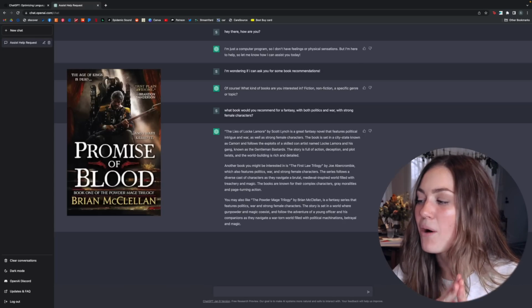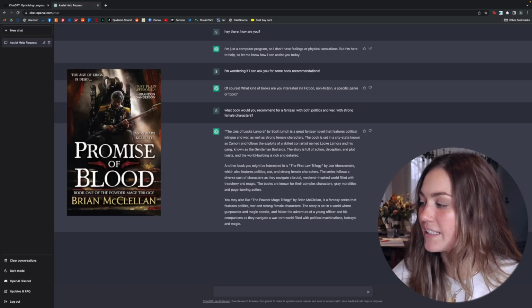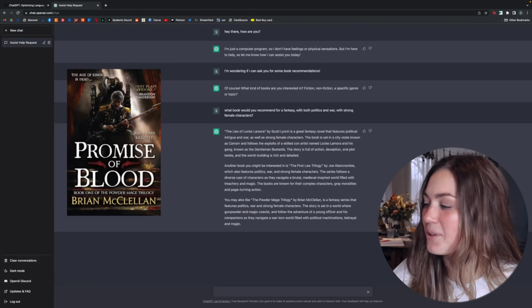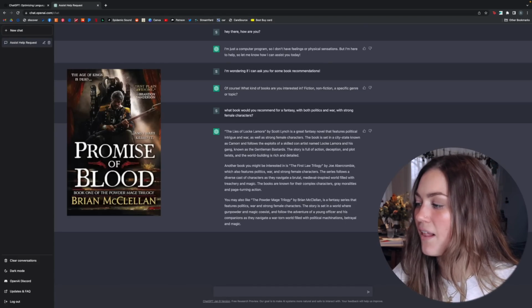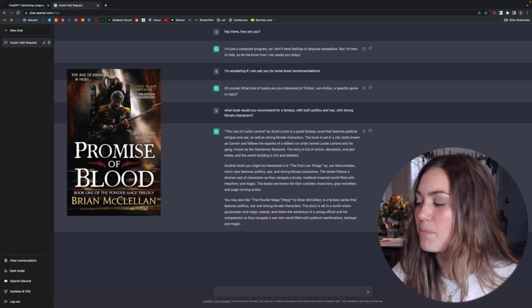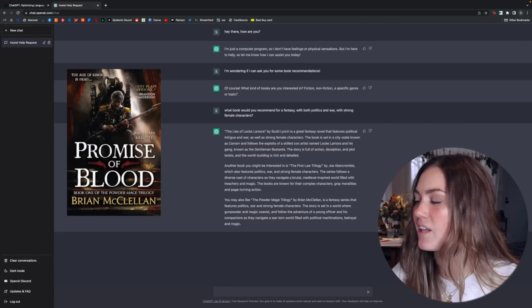Or The Power Mage Trilogy by Brian McClellan is a fantasy series that features, you get it. The story is set in a world where gunpowder and magic coexist and follows the adventure of a young officer and his companions as they navigate a war-torn field with political machinations, betrayal, and magic.